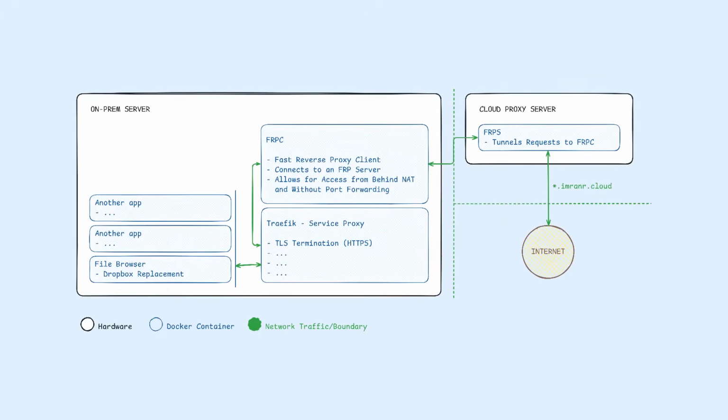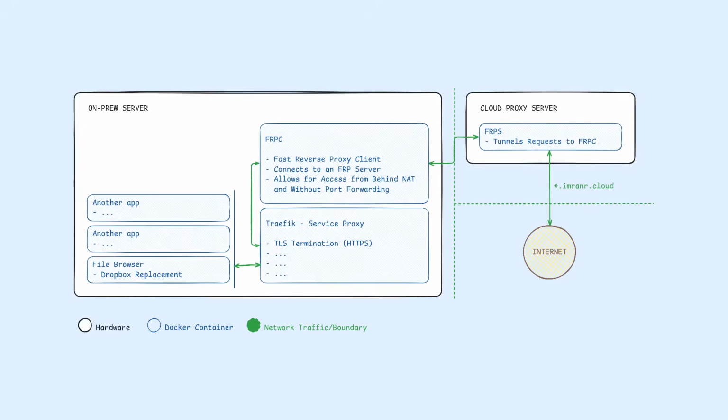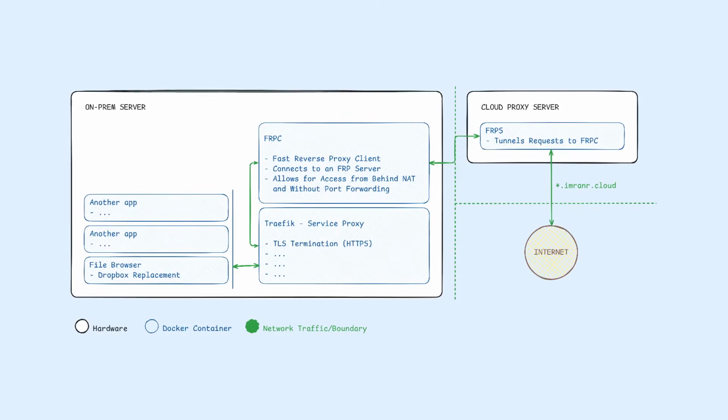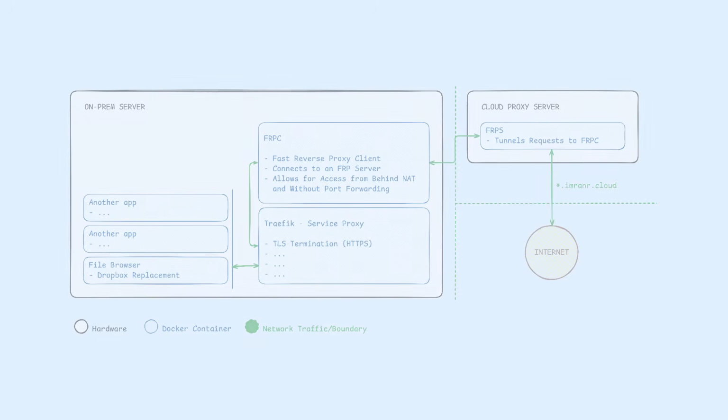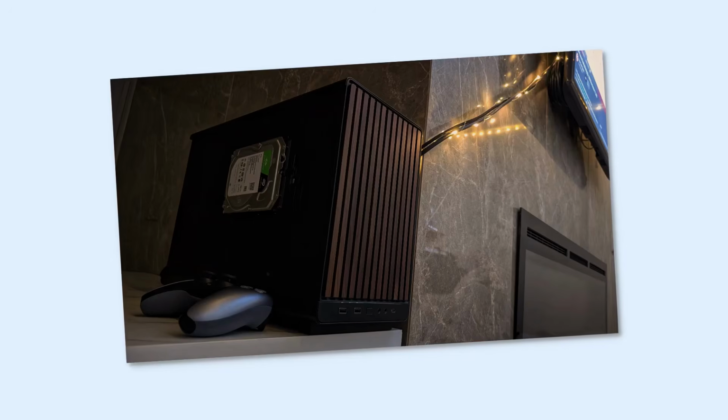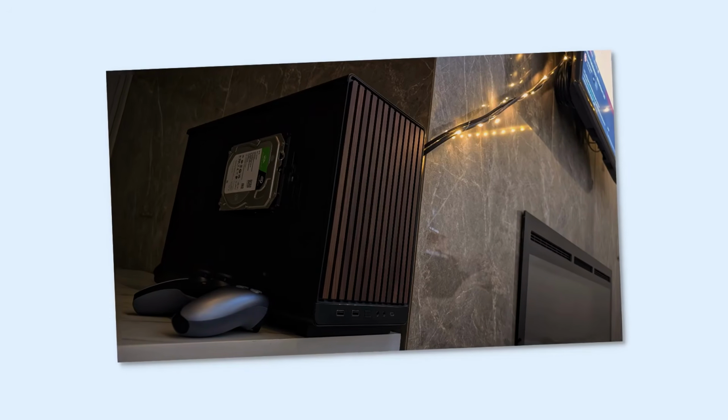With that out of the way, here's an overview of what we'll be setting up. To start with, obviously, we will need a server to run our self-hosted apps. This can be any computer you have, like an old laptop, a Raspberry Pi, or in my case, this poor machine that has to pull triple duty as a server, media center, and gaming PC.